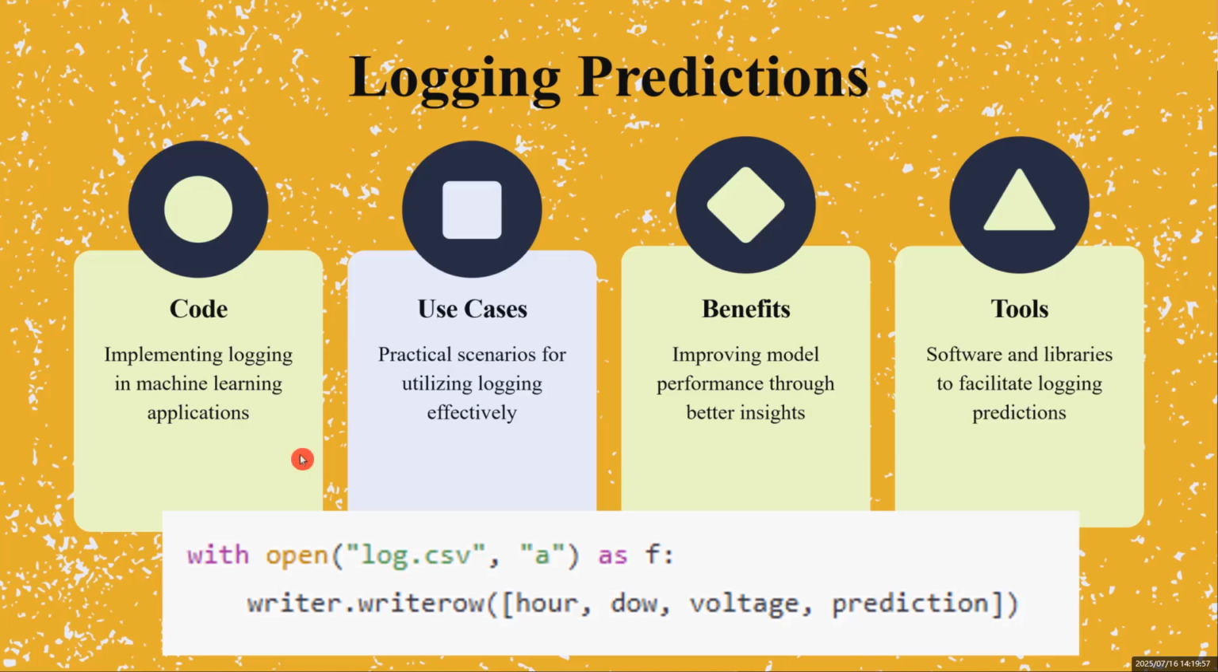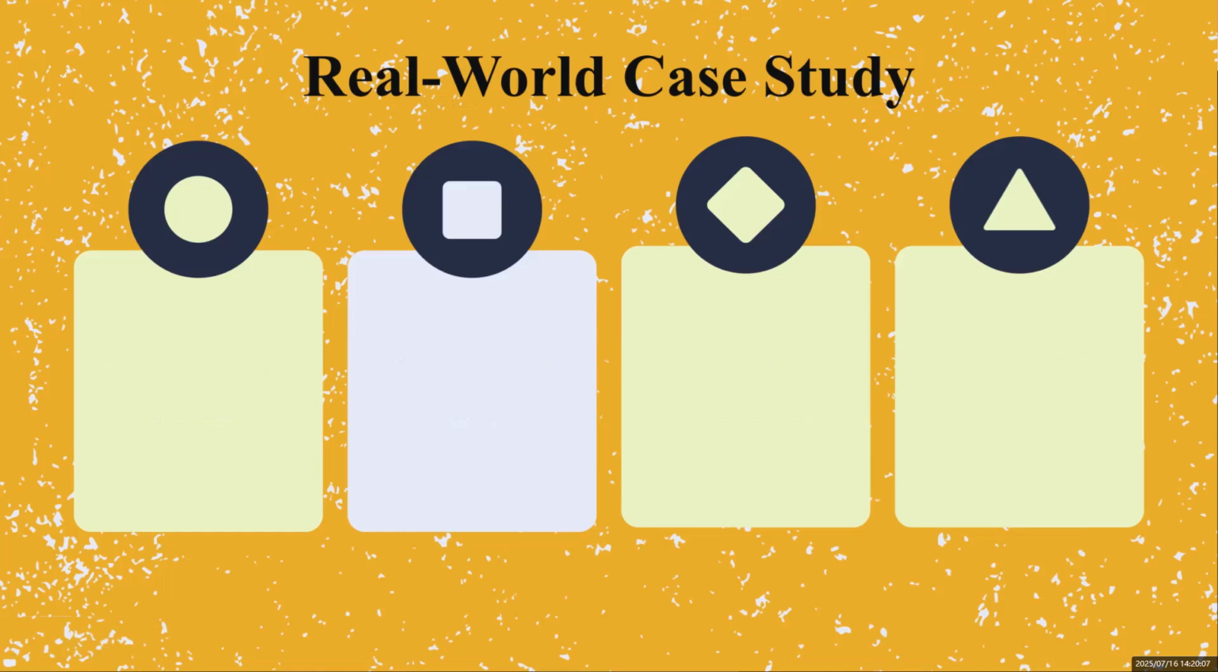Now, software and libraries to facilitate logging prediction. In this case, with open log.csv as f, we are able to have a writer.writerow to take record of that. Now, if we have the real world case study, looking at the outcome, this will help enhance predictive accuracy, improve decision making and user satisfaction, and also reduce costs.